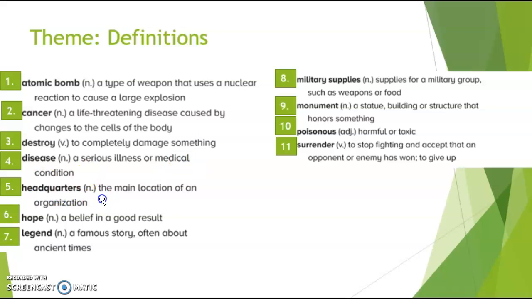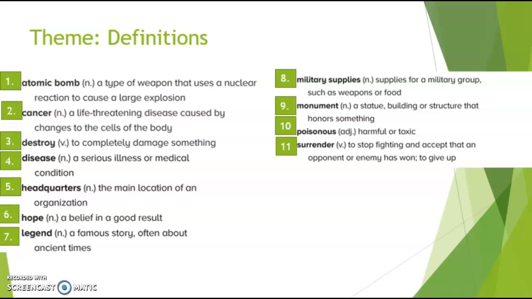Number 5, headquarters, is a noun that means in Spanish localización, or to be more precise, a sede. Do you know what a sede is? A sede is a place where people hold meetings or where people organize to have something in common to share with others. So headquarters is a noun and that means in Spanish a sede.